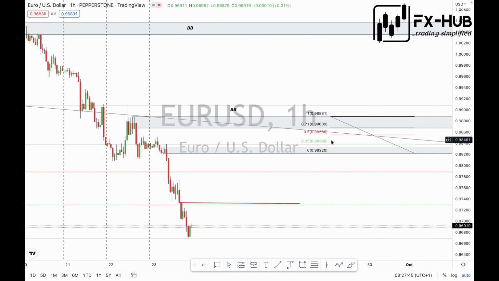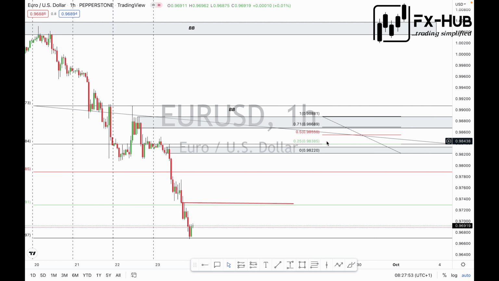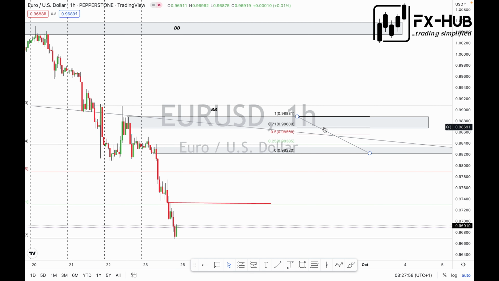From the 50% of this FIB, when I take into consideration these two unmitigated zones on the 1 hour, I will be looking for a sell. And before I capture a sell at this very point, I must wait for a change of character to occur on the 15 minutes. And when a change of character has occurred on the 15 minutes, I'm going to pull through from these very points.